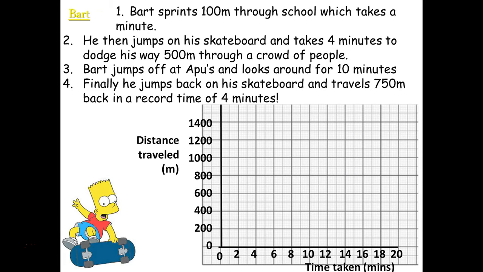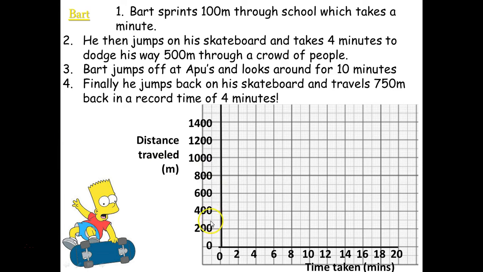Let's try the next one. Here's Bart. Here's our distance time graph again. We have an appropriate scale. Remember, we can't just put the numbers we want on the scale. We have to do it in order. So it has to be the equal amount between each number.